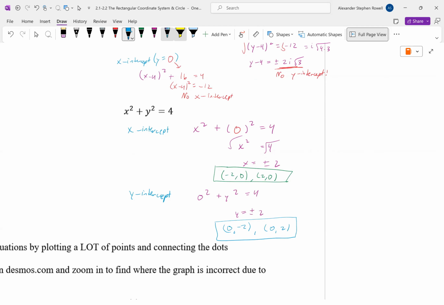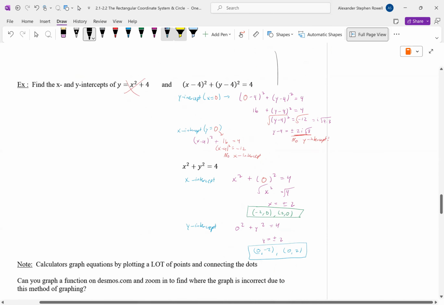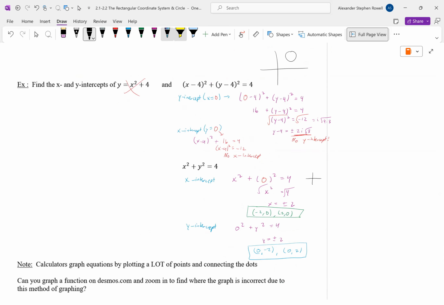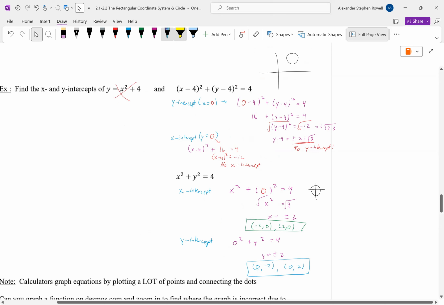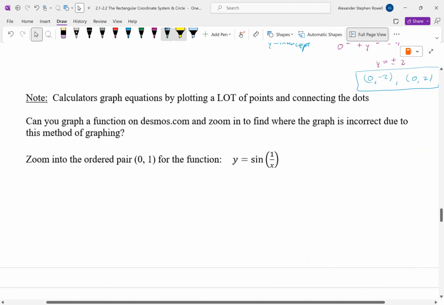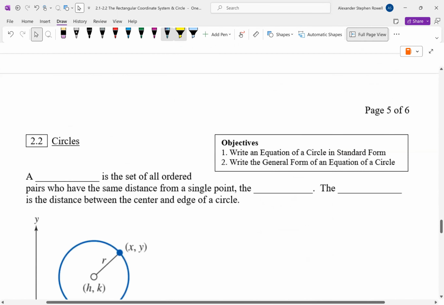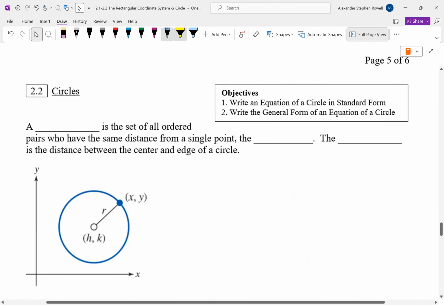One circle crossed each axis twice. Another circle didn't cross either axis. Just to visualize, one circle looks like this. Another circle looks like this. Any questions about this? All right, this is a note just to talk about how calculators graph by plotting points and how that can be problematic. I'm not going to test you on this. We don't have time for it. I'm going to move on to section 2.2, circles.